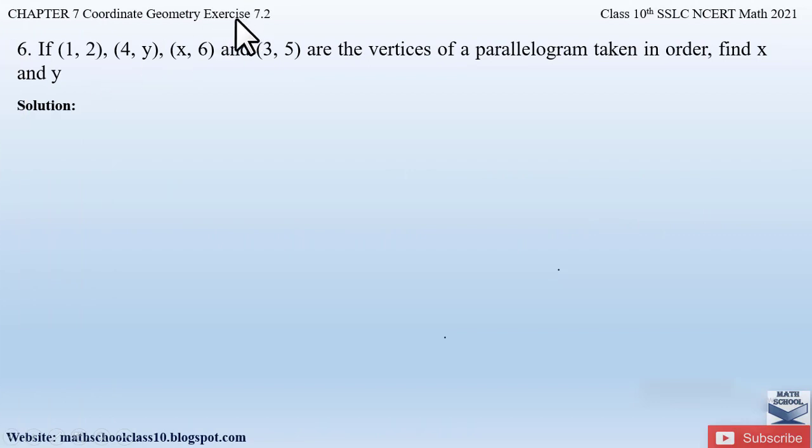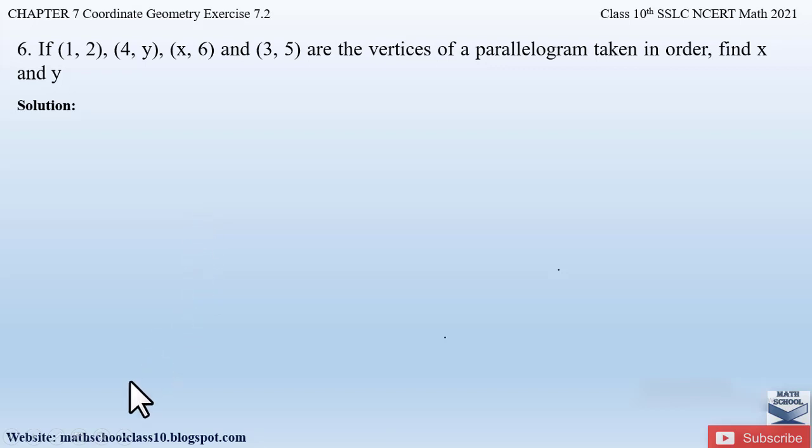Question number 6 from exercise 7.2, chapter 7 coordinate geometry, says: if (1, 2), (4, y), (x, 6) and (3, 5) are the vertices of a parallelogram taken in order, find x and y. So here they have given us 4 vertices of a parallelogram in which we have to find the values of x and y. We have also solved such a problem in example 10, where we had to find only one value, the x coordinate of one of the vertices, but here they have given us 2 unknown values in 2 vertices.